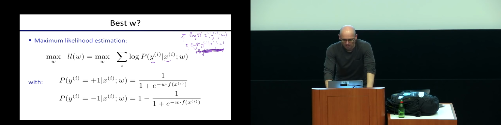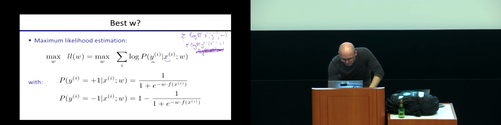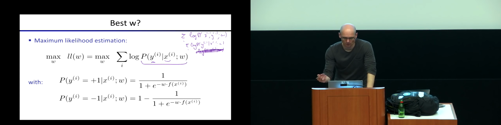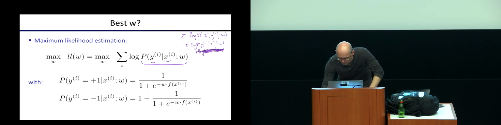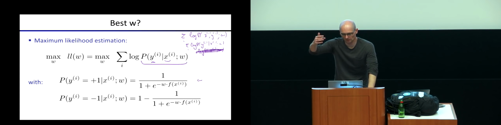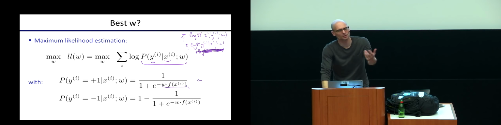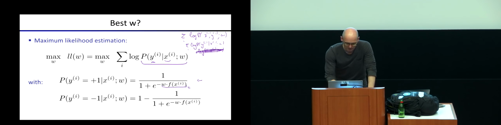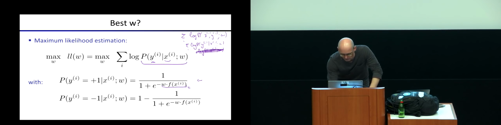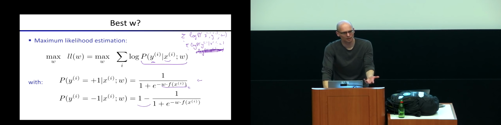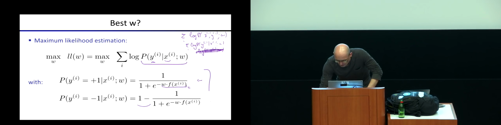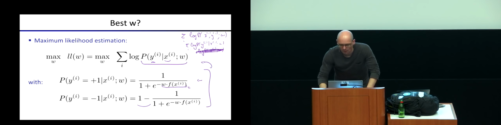Okay, so what are these probabilities that we have here? Well, those are using the sigmoid. So the probability of a positive label is this thing over here. So this is, again, the 1 over 1 plus e to the negative z, where this thing here is z, which is w inner product with f of x. And then the probability of the other label is, of course, 1 minus the probability of the first label.